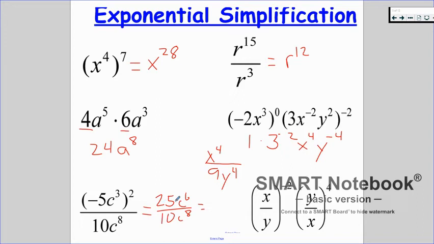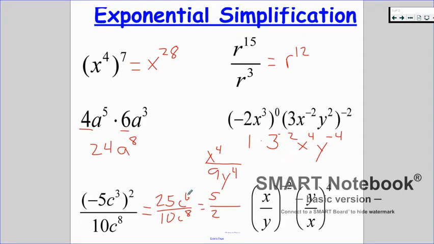And now I have 25 over 10, so I can deal with these numbers dividing just like I dealt with these multiplying up here. So 25 over 10, they have a common factor of 5. So I can take a 5 out of 25 and a 5 out of 10. And then I have c to the sixth over c to the eighth.